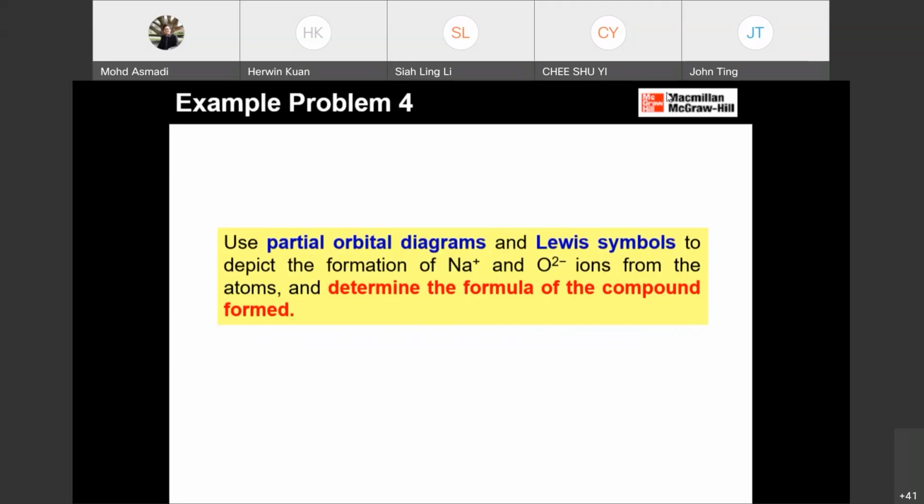Partial orbital diagram. Depict the formation of Na plus and O minus. Okay. So partial orbital diagram, this one. If you still remember.